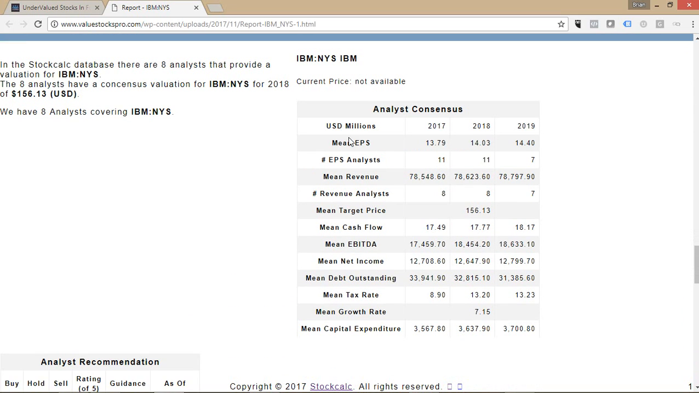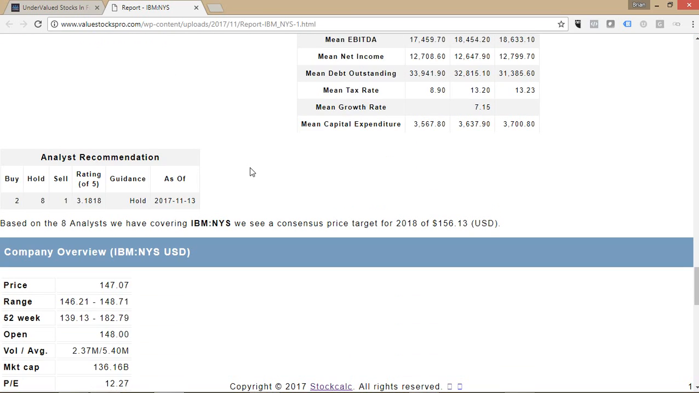Analyst data, you see the information that's available in the analyst data here, so the earnings per share estimates, number of analysts, revenue estimates, cash flow, EBITDA, tax rates, growth rates, etc. All of this information was also used in the discounted cash flow model above to help us generate the projections that we needed so that we could do the cash flow projections. So based on the analyst data, we see the consensus data here at 156.13 from the 8 analysts in the database for 2018 consensus. We also have some recommendation information, whether it's buy, hold, or sell based on the analysts. So you can see from the 11 analysts, the consensus is hold in this case.